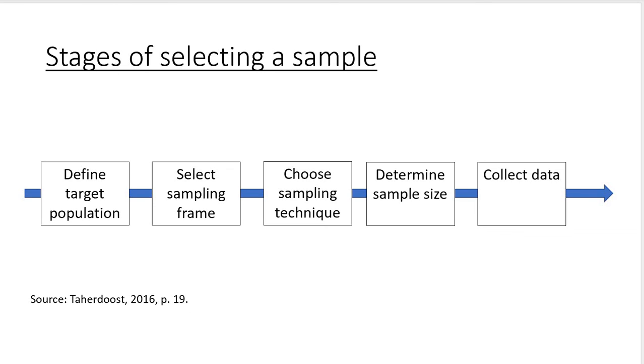So I hope it's clear now when it comes to population, sample and the importance of proper sampling method. So in the next videos, we are going to discuss two main types of sampling techniques, which are probability and non-probability sampling.